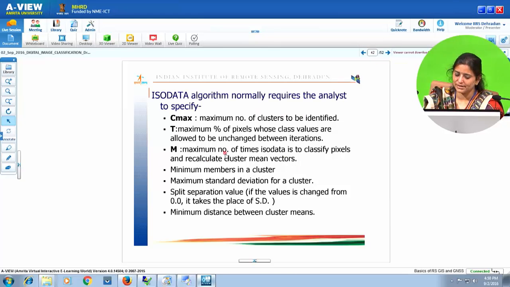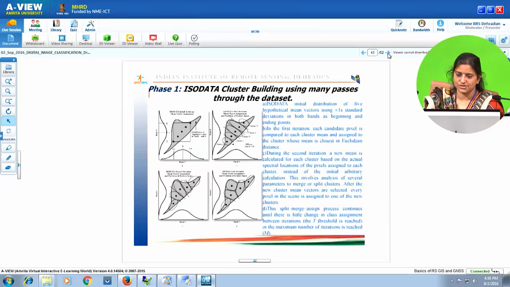And to stop the ISODATA algorithm, either the capital M should be reached, that means the maximum number of times ISODATA is to classify pixels, or the maximum percentage of pixels whose class values are allowed to be unchanged between iterations has been achieved. So this is a graphical representation of how ISODATA is performed.